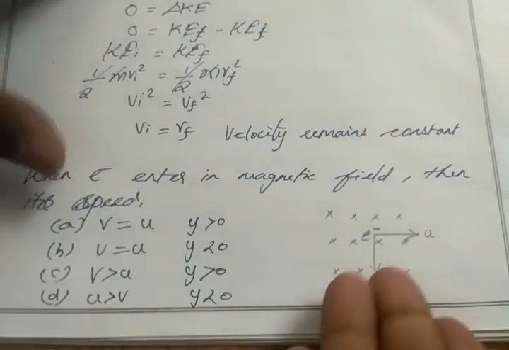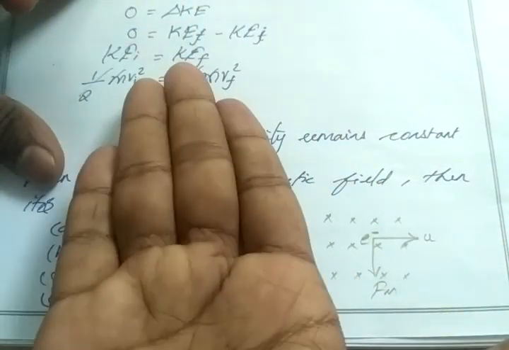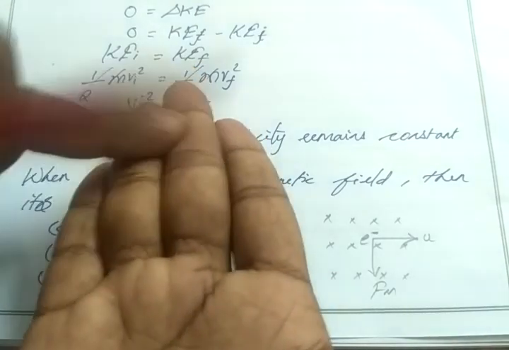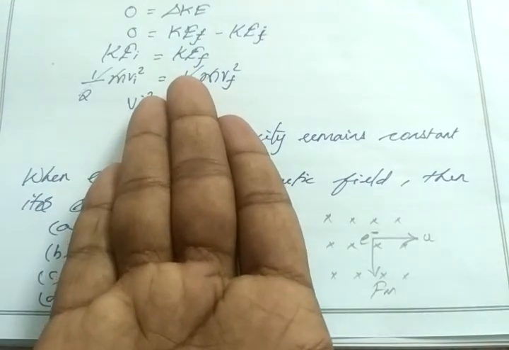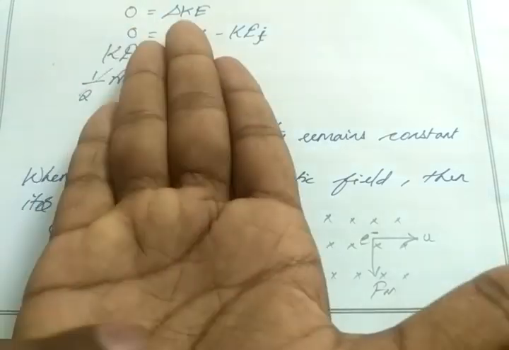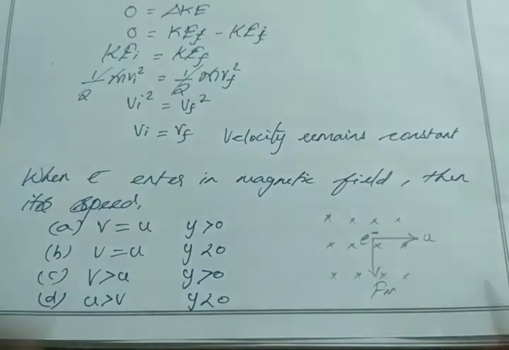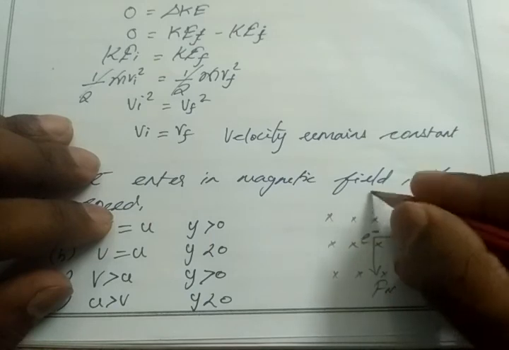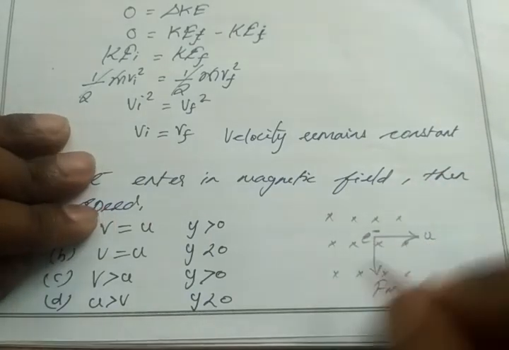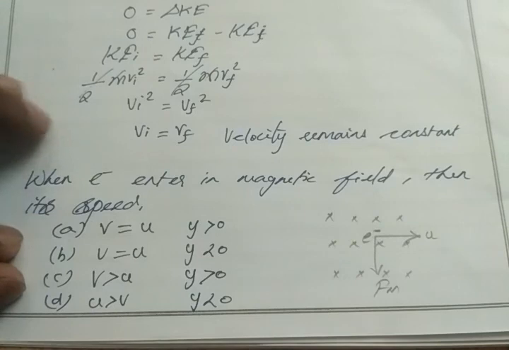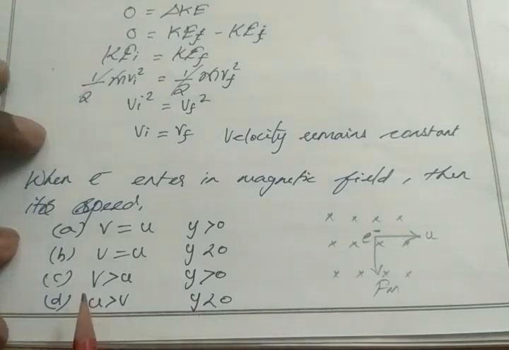You try it yourself by using the right hand palm rule or Fleming's left hand rule. See, my 4 fingers going inwards, thumb going left side. This is the direction of velocity, and this is the direction of magnetic field. My palm shows upwards in case of a positive charge. Since it is a negative charge, I have force here. So what is the velocity? We have 4 options. V equal to u, y greater than 0. V equal to u, y less than 0. V greater than u, u greater than v. So which one will be correct?